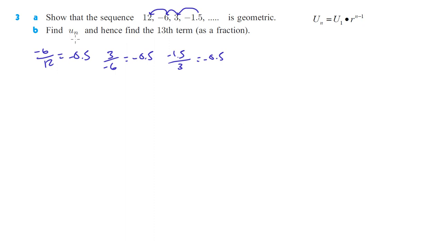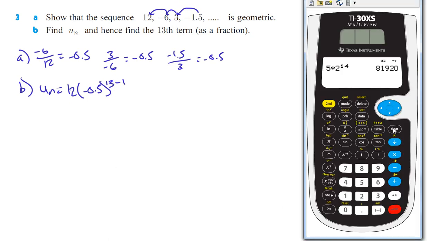Okay, part B says find u sub n and then find the 13th term. So part B, here's our u sub n formula. So we got u sub n is the u sub 1, which is our first term, which is 12, times the rate, which is negative 0.5, all to the n minus 1. Okay, so now they're asking us to figure out what the 13th term is. So now n is going to be 13. So let's put that in there. So 13 minus 1.